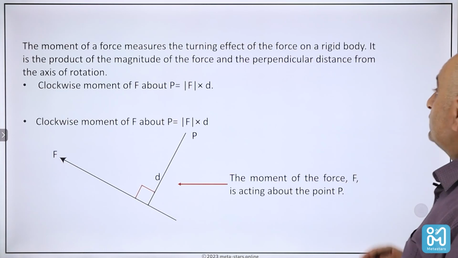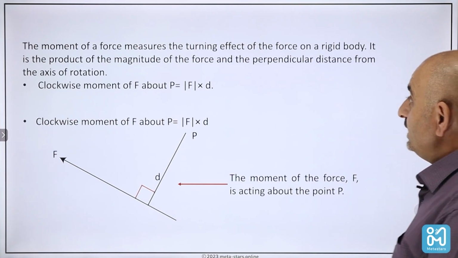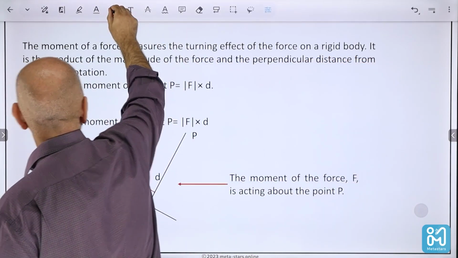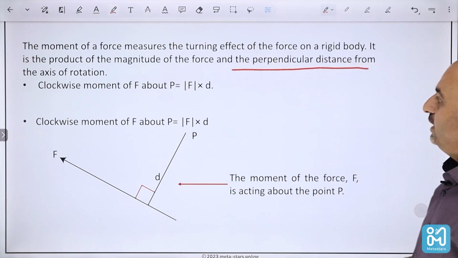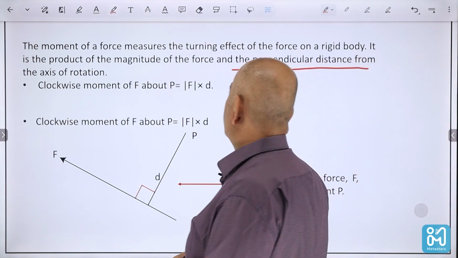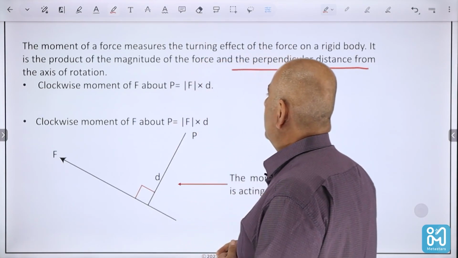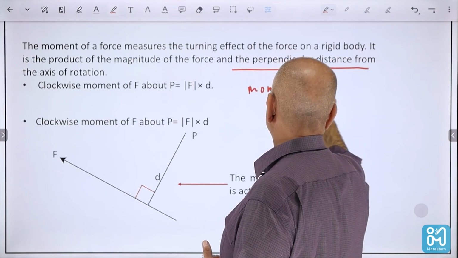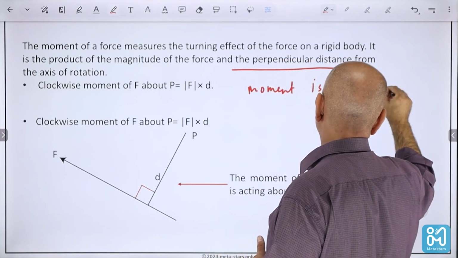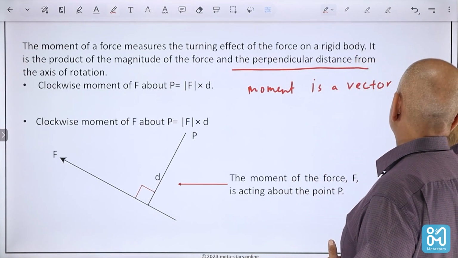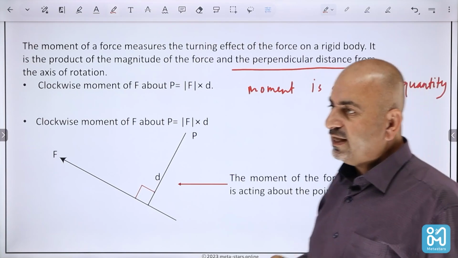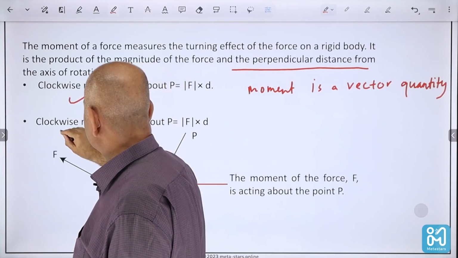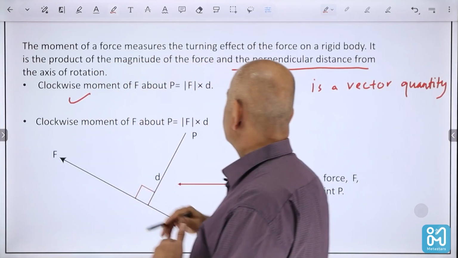Okay, the moment of a force measures the turning effect of a force on a rigid body. It is the product of the magnitude of the force and the perpendicular distance, as we have pointed out. So clockwise moment about F. Remember that moment is a vector quantity, so it has direction and magnitude. But because moment is rotation, the direction is not going to be in one line. It will be rotational. So it's going to be either clockwise or counterclockwise, or anticlockwise.